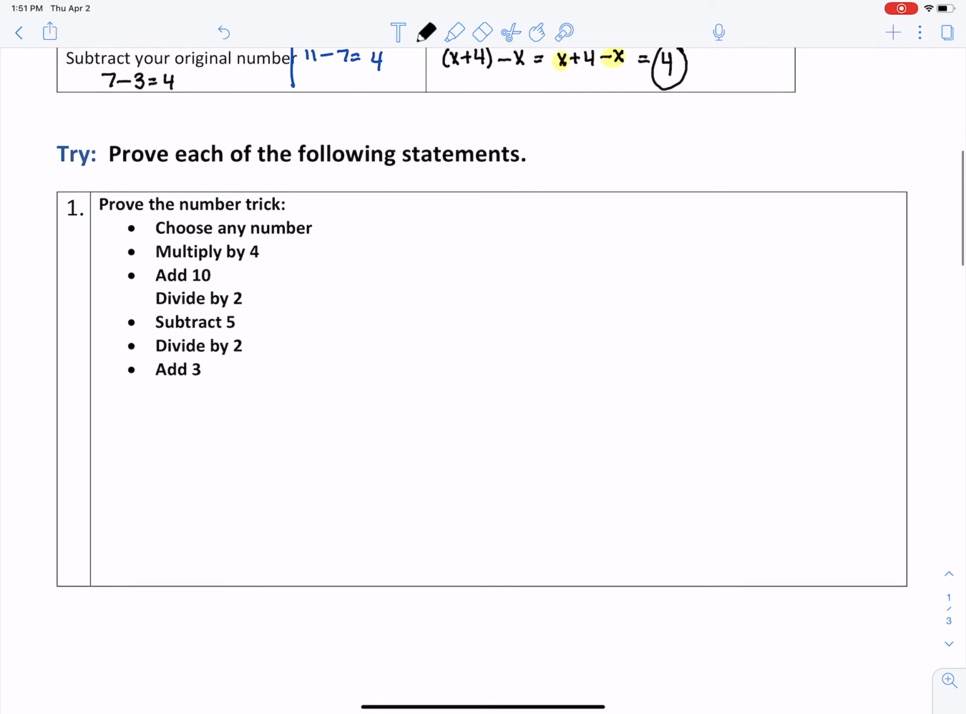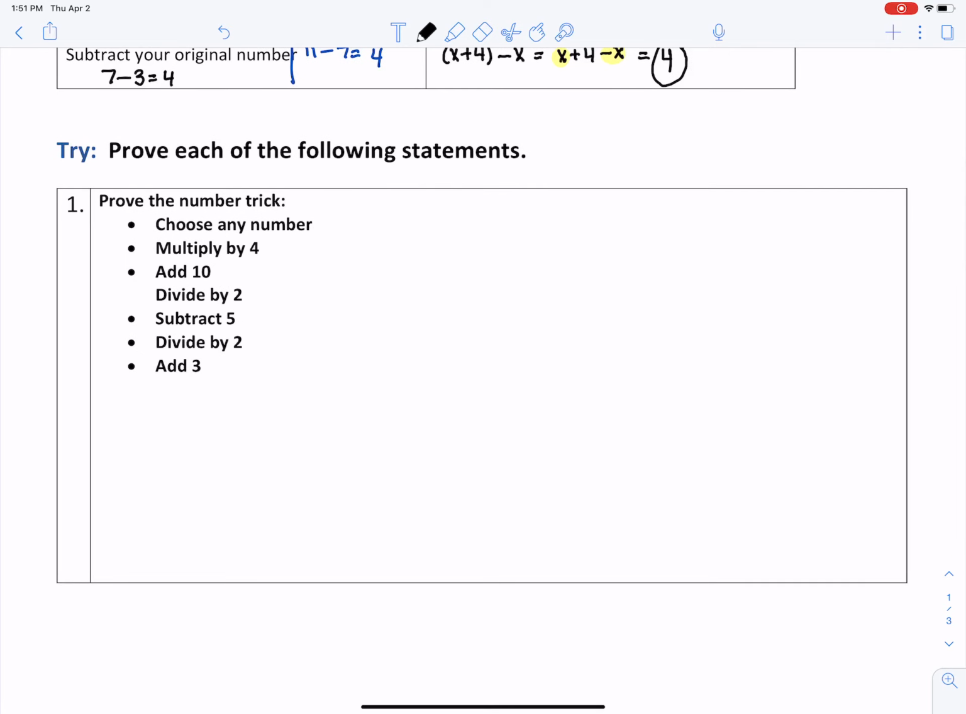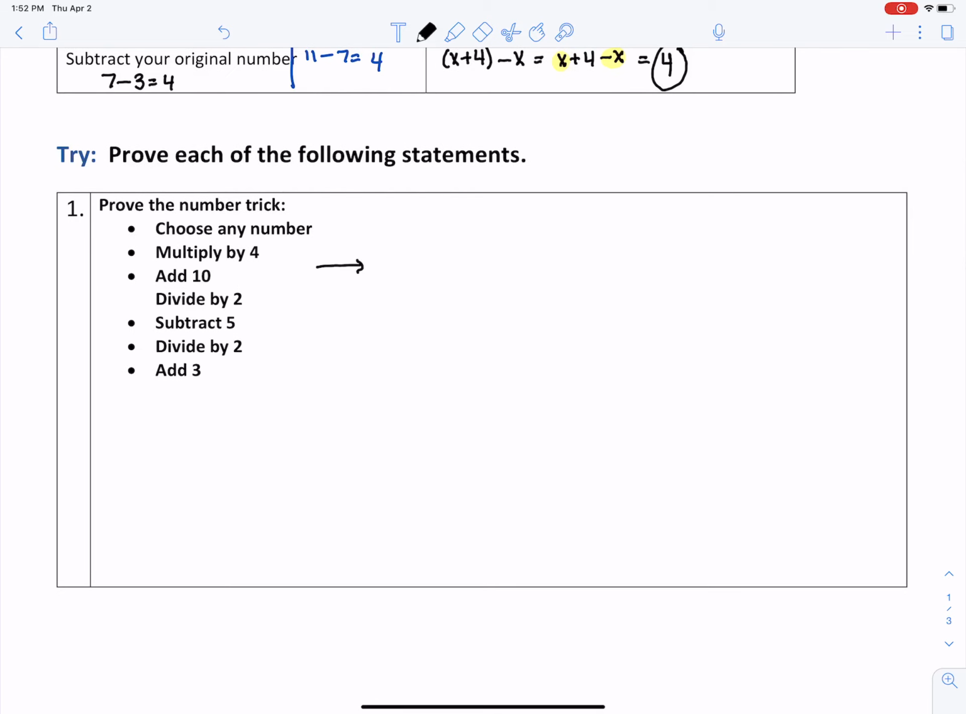Now what we're going to do is prove this number trick. So first, before I can prove it, I need to see what's actually going to happen. So let's look at some observations.